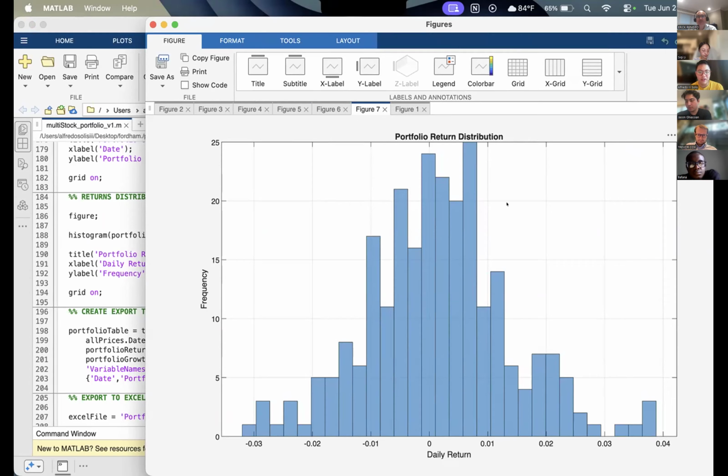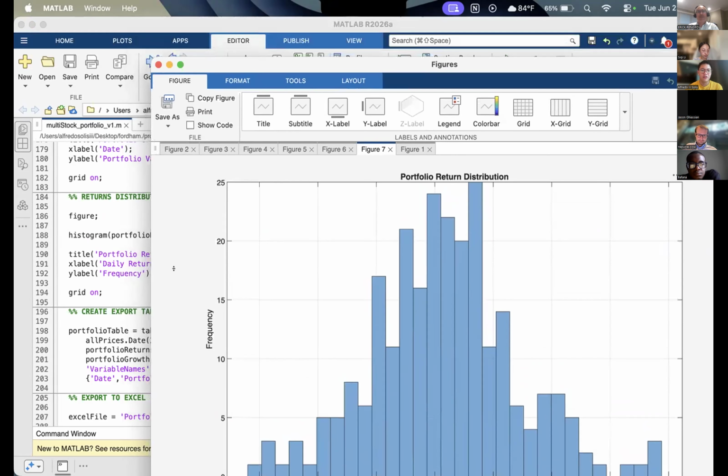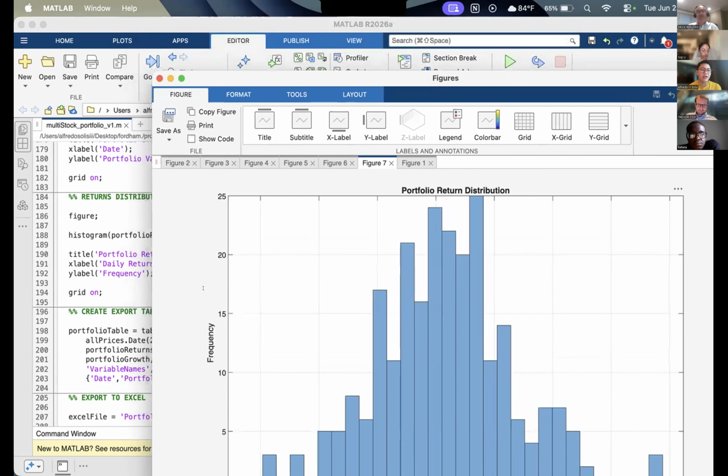And given this one, even though there are a few outliers, it's still pretty congested. It doesn't look as volatile as a portfolio as others, I believe. But overall, this one does look pretty good. So those are the 7 figures that you will be getting from this model.